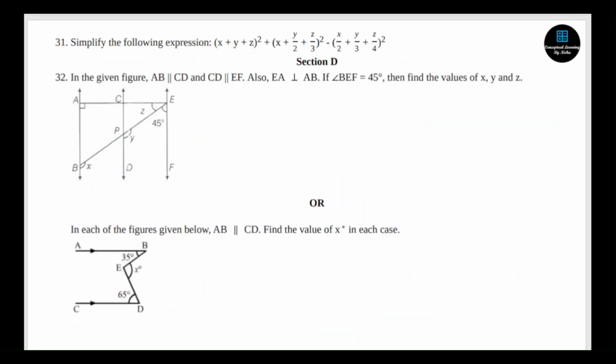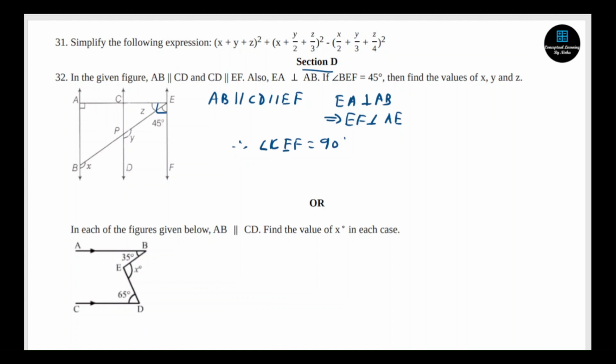Now coming back to the next question, section D, 5-marker question. Now here AB parallel to CD parallel to EF is given. Also they have given that AE perpendicular to AB. So what I can say now, EF is also perpendicular to AE, correct? So that means this angle is 90 degree. Angle CEF is 90 degree.